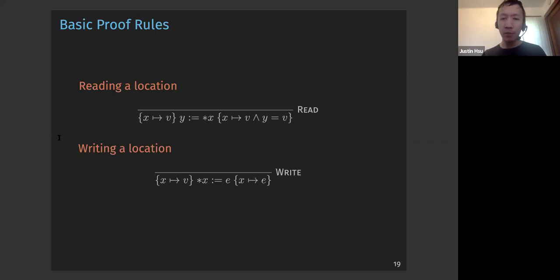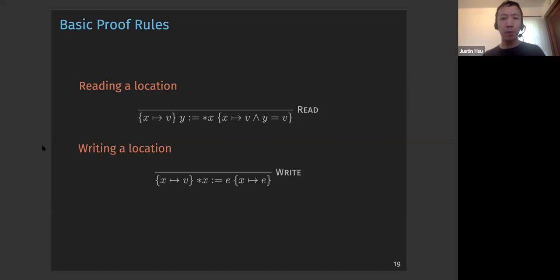The rule for writes is very similar. Initially, maybe X is pointing to V. X is some address, and in the heap, this address is allocated and it holds V. Now, if I write a new value or expression E to this location, I'm going to end up in a state where X is going to point to E. Actually, this V here doesn't really matter. What really matters is that initially X is pointing to something, that X is in the domain of the input heap. And that allows me to write to that location without incurring a memory error. Because if it wasn't in the input heap, then I'm not allowed to write to that location.